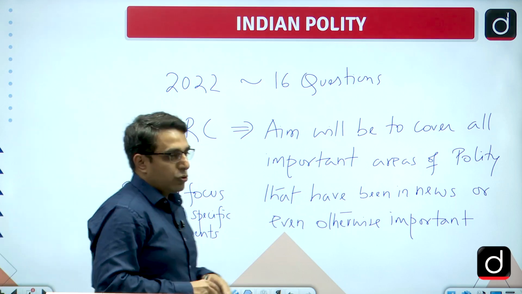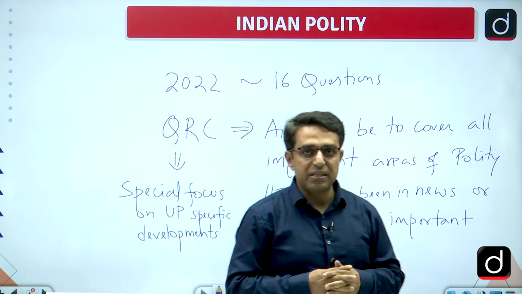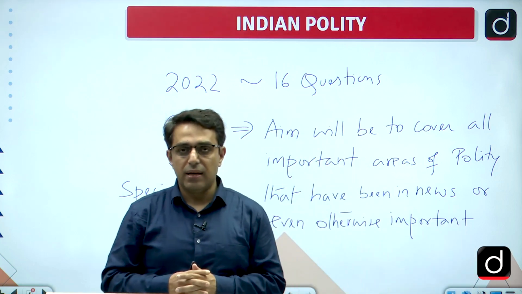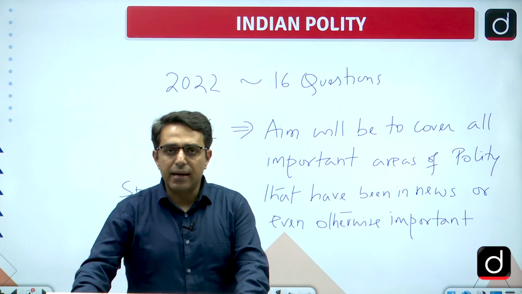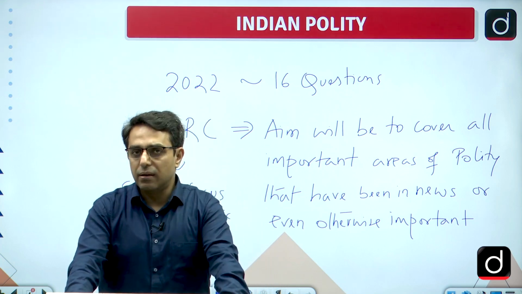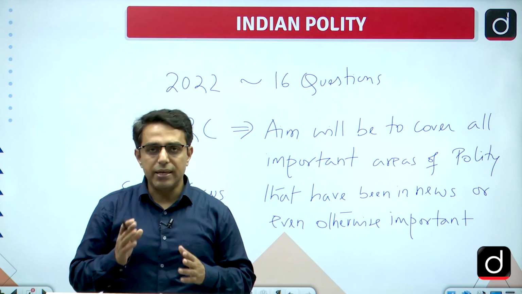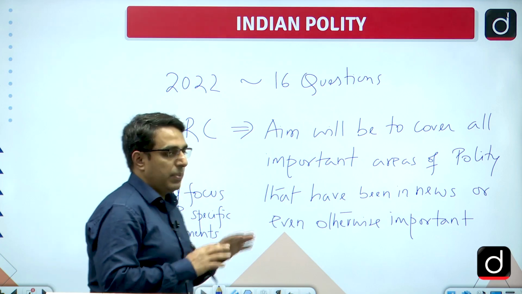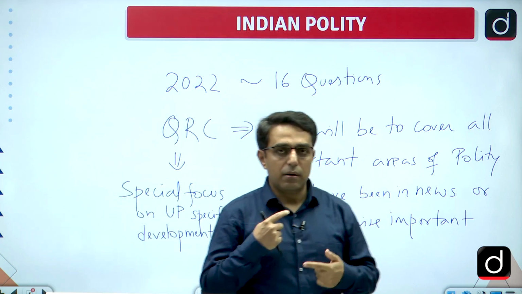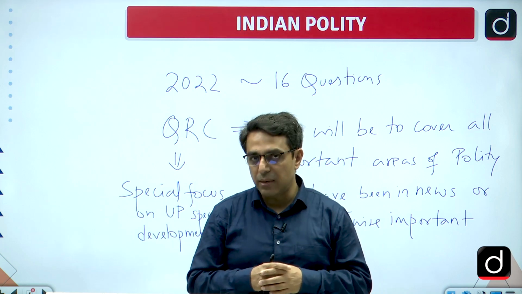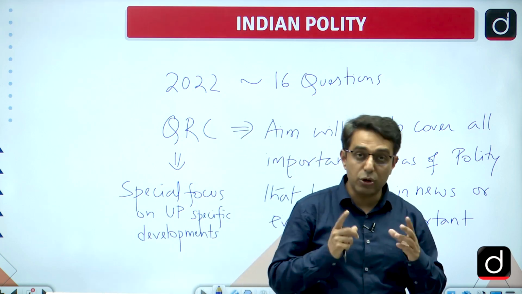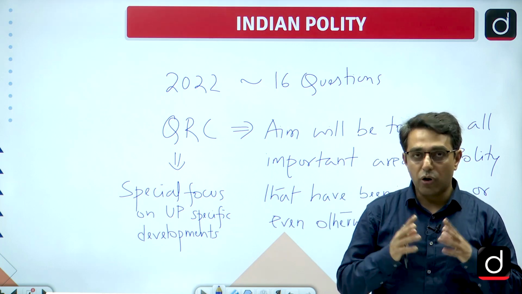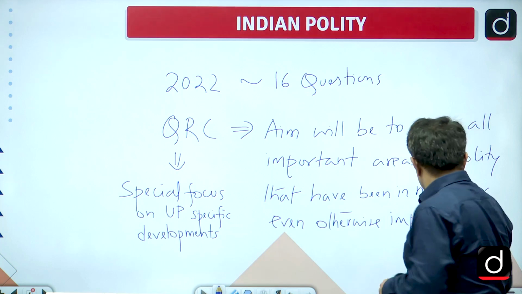If we look at the 2022 question paper of UPPCS prelims, from the polity segment 16 questions were asked, and on an average we see that 15 to 20 questions we can expect from the Indian polity section. And in this course, as I have told you, we will be covering what has been asked previously by UPPCS and also what has been in news and what is even otherwise important. That will be our mode of operation in these classes.